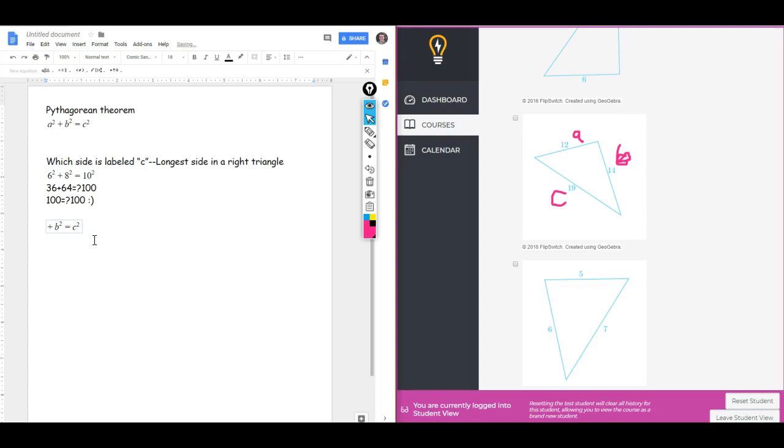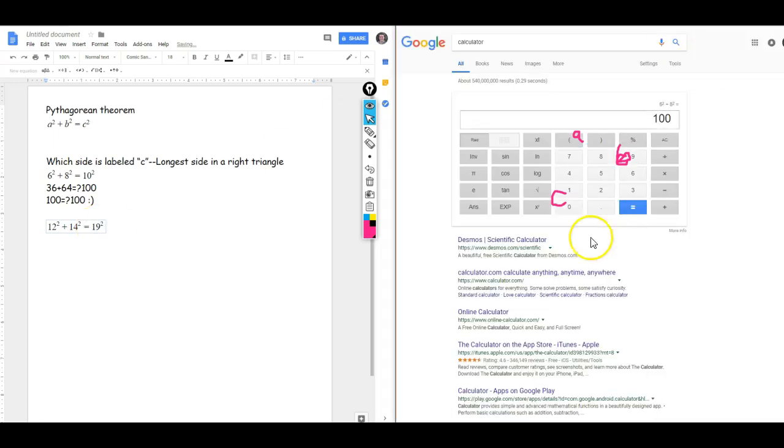A, we said, was 12, so I'm going to replace A with 12, I'm going to replace B with 14, and I'm going to replace 19 for C. And then we're going to jump over to our calculator, and I'm going to type in 12 squared plus 14 squared, and that equals 340. So I want to know if 19 is 340. If it is, then this is a right triangle because it satisfies the Pythagorean theorem.